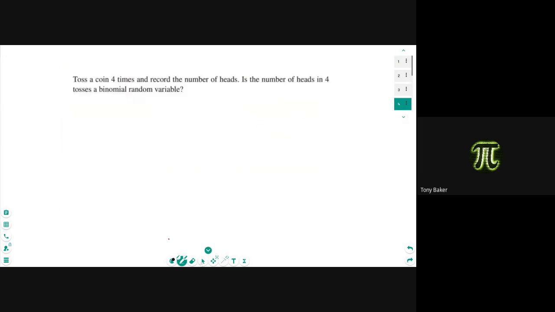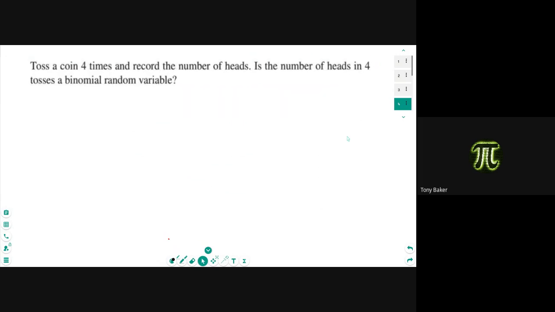All right, so let's look at this. Toss a coin 4 times, record the number of heads. So is the number of heads in 4 tosses a binomial random variable? Yes. Why? Because it's a number of heads, not if they have heads. Like it's not that there are more than one answer. It won't be just true or false. It'll be like how many heads.